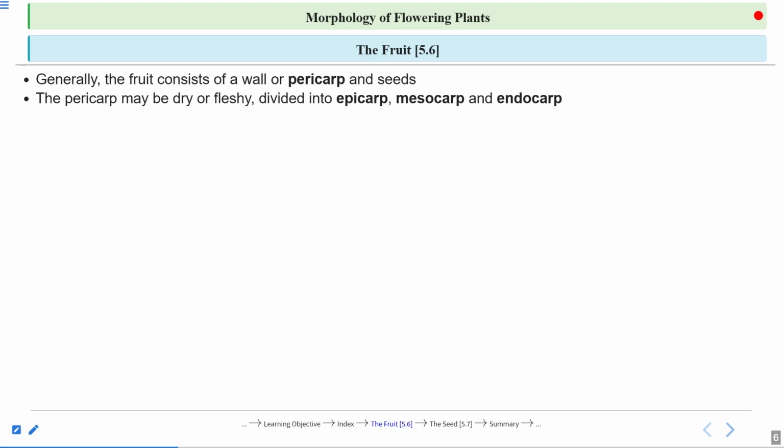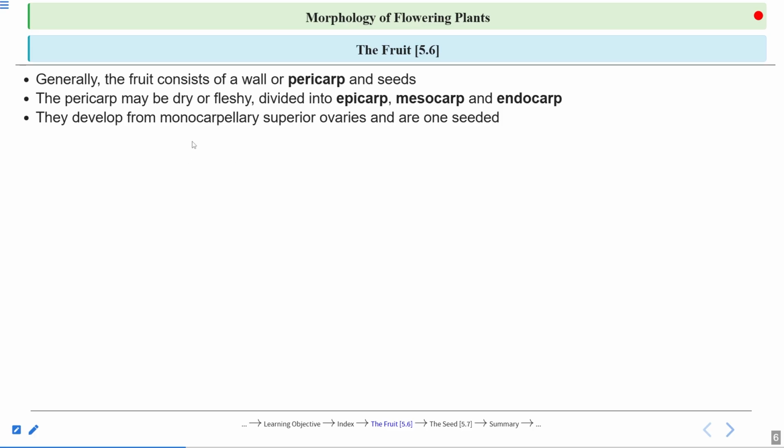Now the pericarp can be divided into three different parts. The outer one, that is called as epicarp. The middle one, that is called as mesocarp, and the innermost wall, that is called as endocarp.